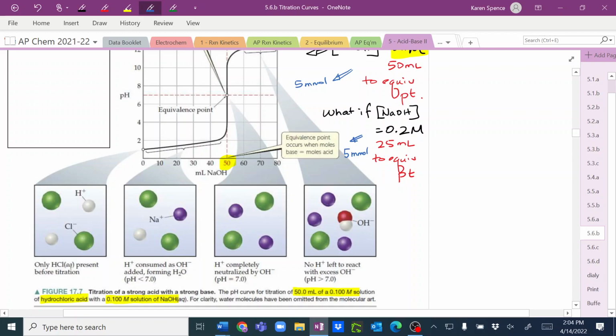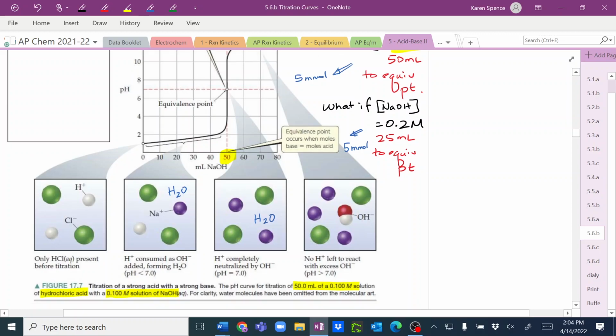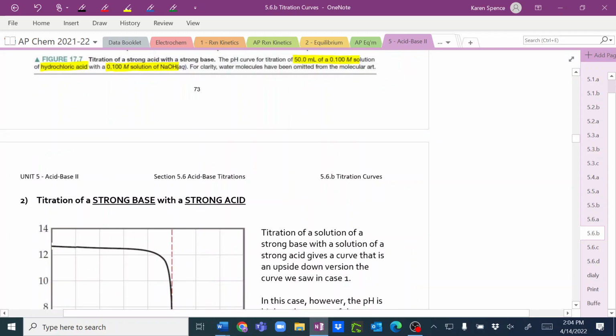And when we get all the way to the equivalence point, we have neutralized all of the H. So we would have an H2O here that wasn't there before, yes? And we would have an H2O there that wasn't there before. And then afterwards we have excess hydroxide, okay? So it's just a nice little picture saying what we've been saying in words.